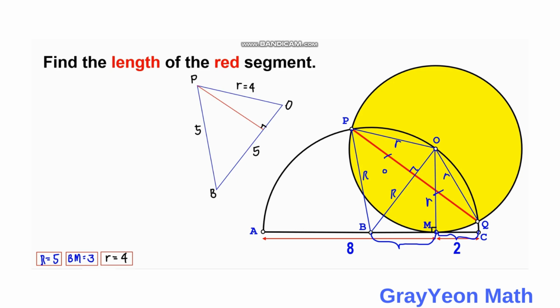Okay, so next we have isolated this triangle POB. We already have the three sides. So our aim is to find the length of this.